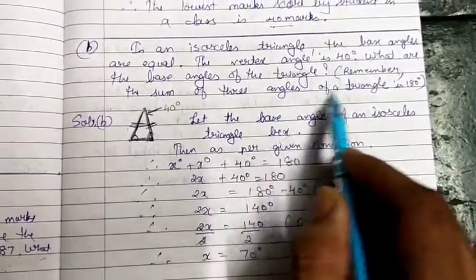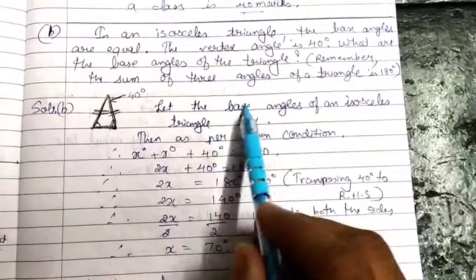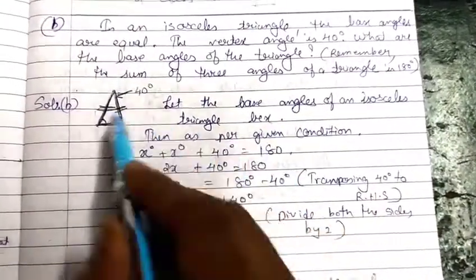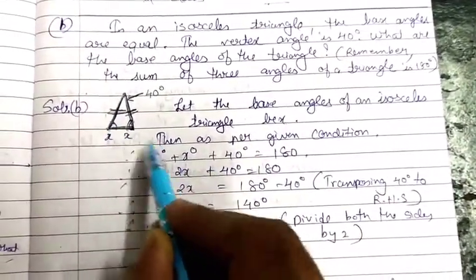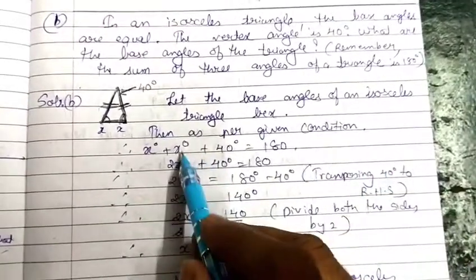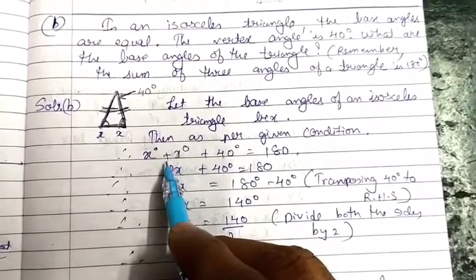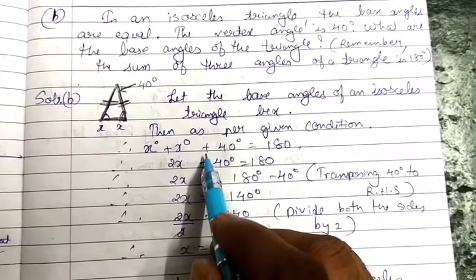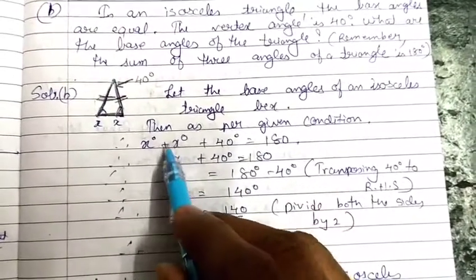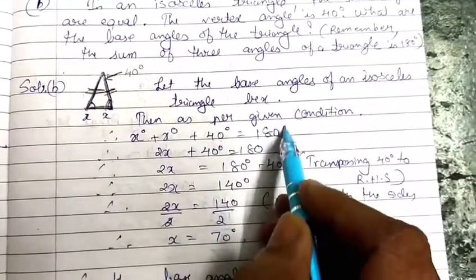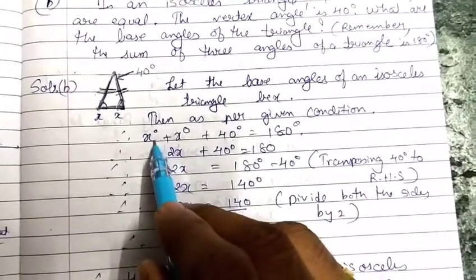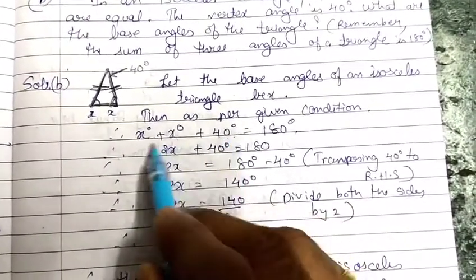Remember, the sum of the three angles of a triangle is 180. Suppose each base angle of the isosceles triangle is x. Then as per the condition, we all know that the sum of the angles of a triangle equals 180 degrees. The sum of the three angles of a triangle is 180 degrees. So first angle plus second angle plus third angle, that is x plus x.